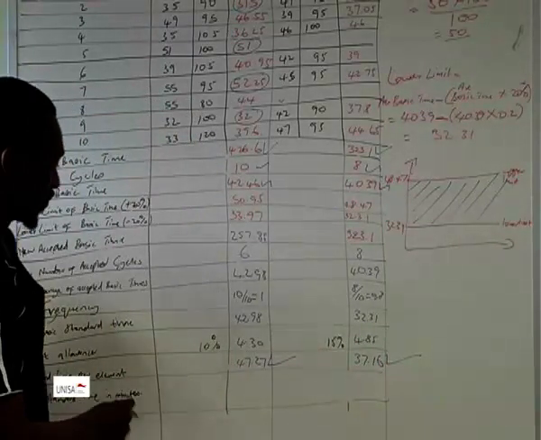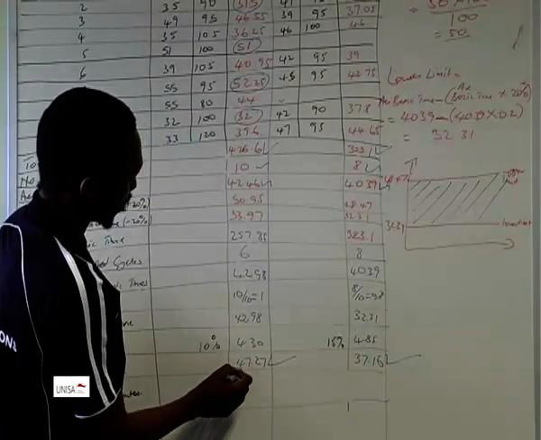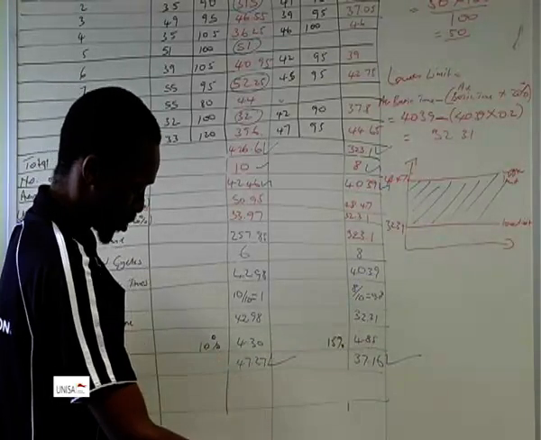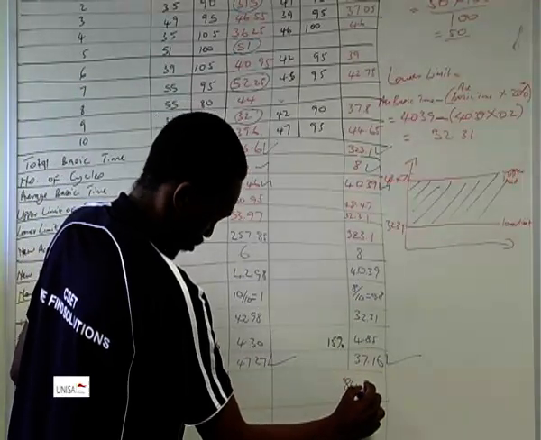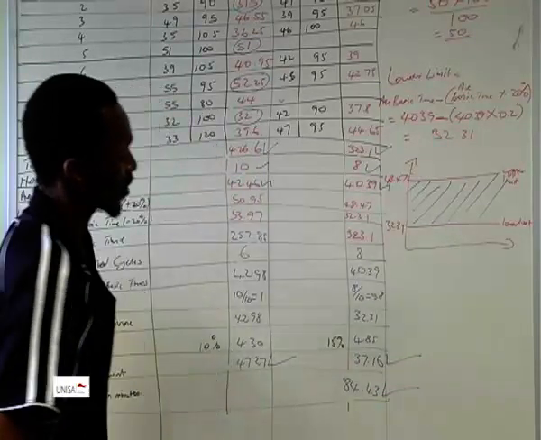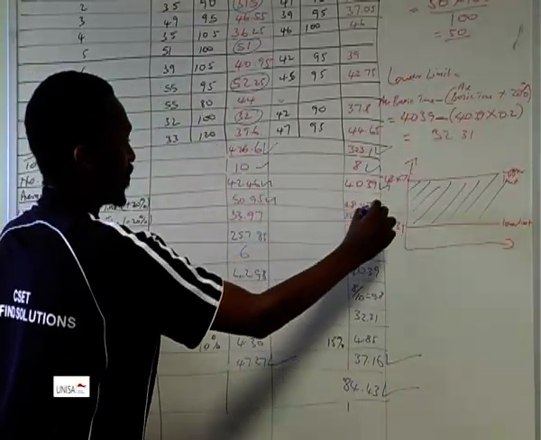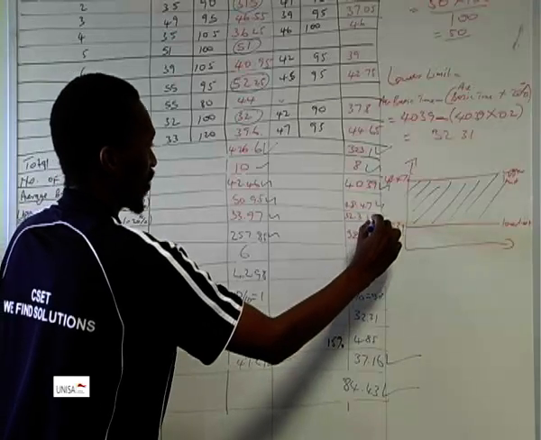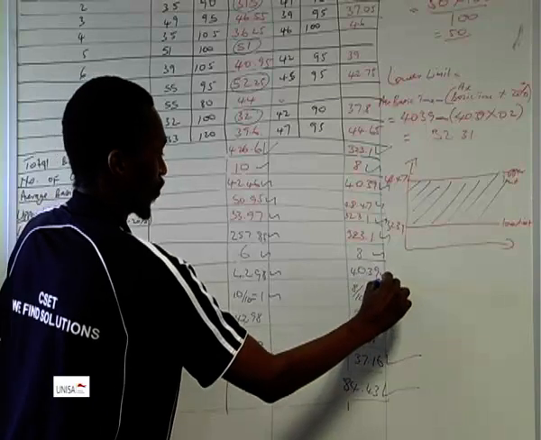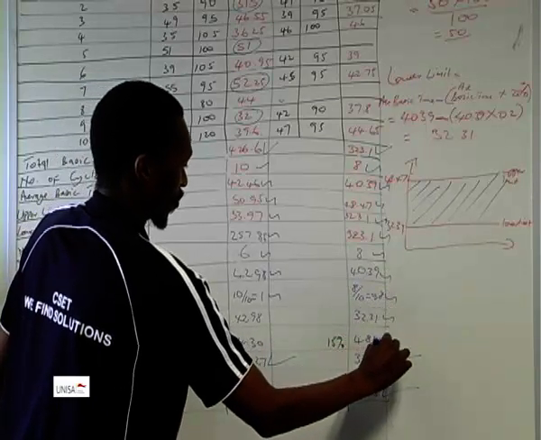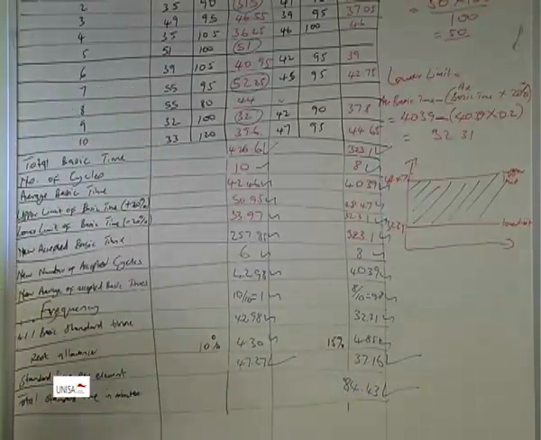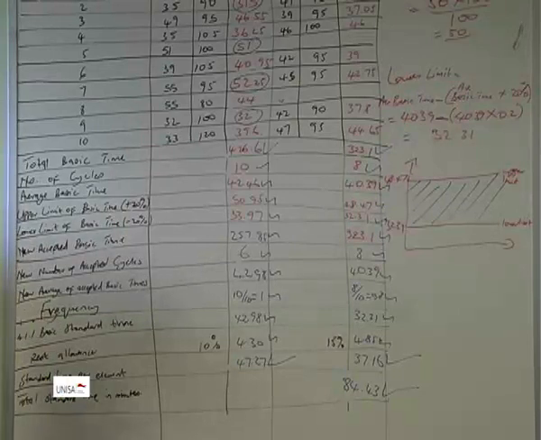So for total standard time, you add 47.27 for element 1 and 37.16 for element 2 to give you a total of 84.43. For that, I'll give you a mark. So it will be a half mark, half mark, half mark, half mark, half mark, half mark, half mark, a mark, a mark, a mark. Then that's your 25 marks.